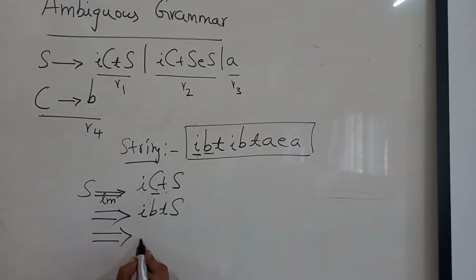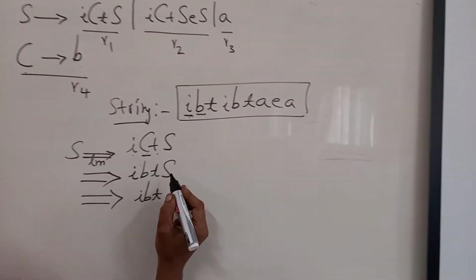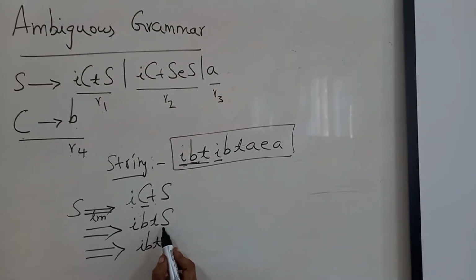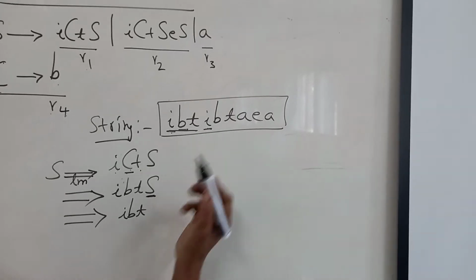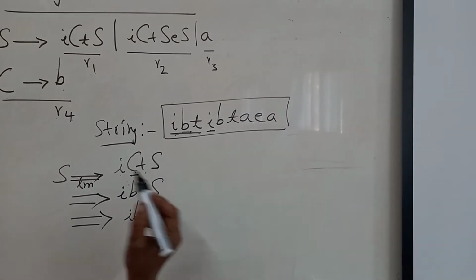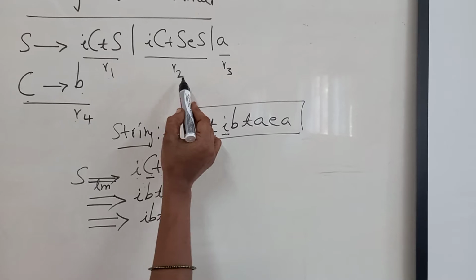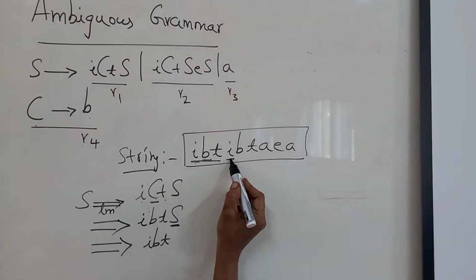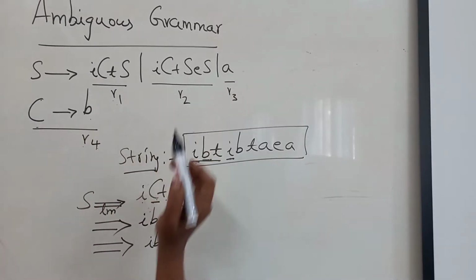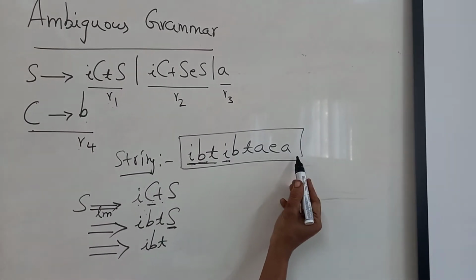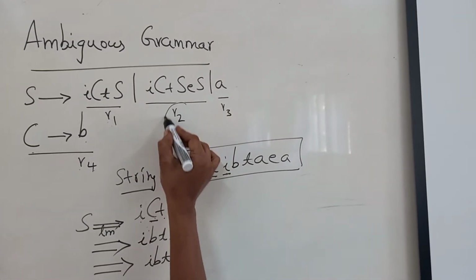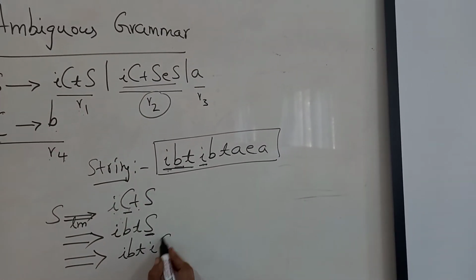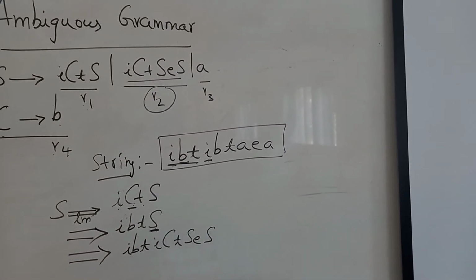Next, ibtS. I already got the first three characters. The next is i, but here the non-terminal S is there. Now I should get i, so in place of S I need to substitute either rule 1, 2 or 3. I can replace with rule 1 or rule 2, but at the end of the string aea is there, so I will apply rule 2. What is rule 2? In place of S I substitute iCtSeS.